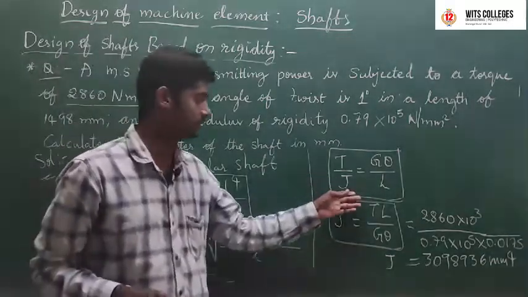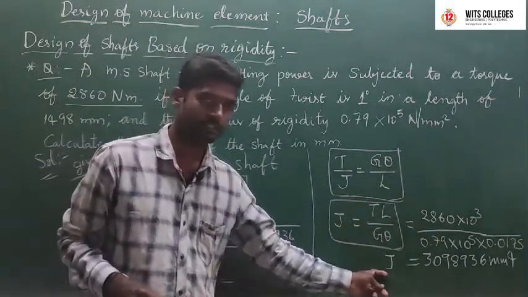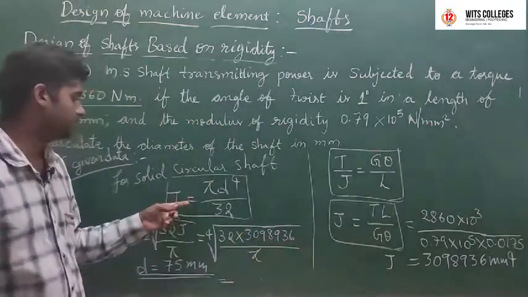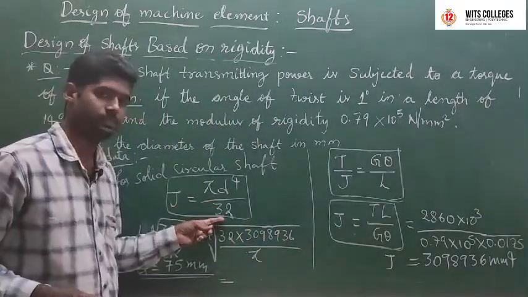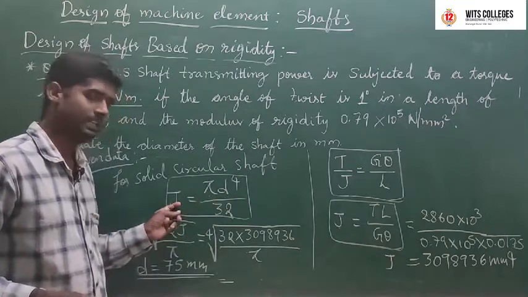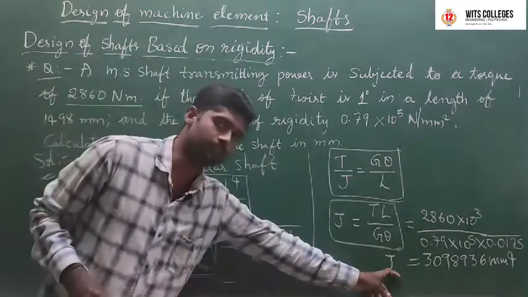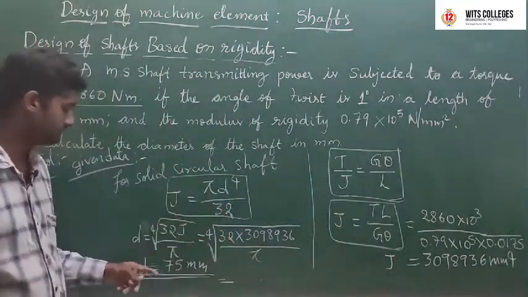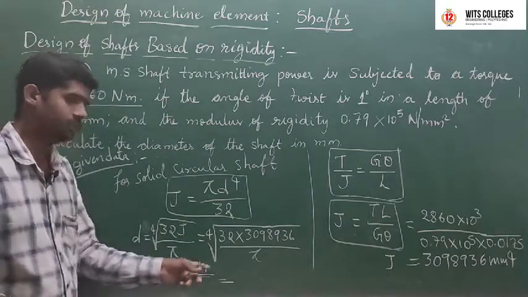First find J using this formula. After that, for a circular shaft, J equals pi d to the power of 4 by 32. Substitute the J value we already found, then find D. D is 75 mm.